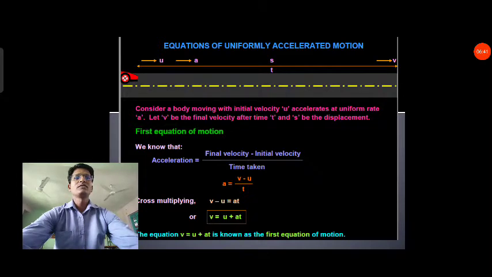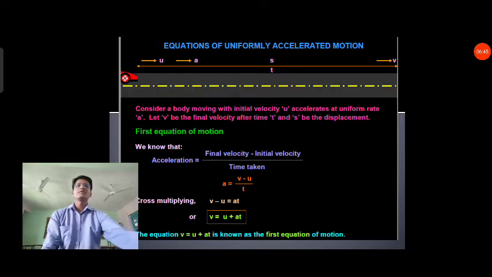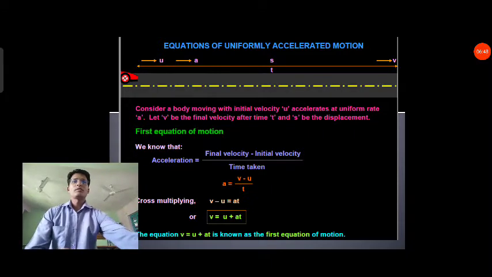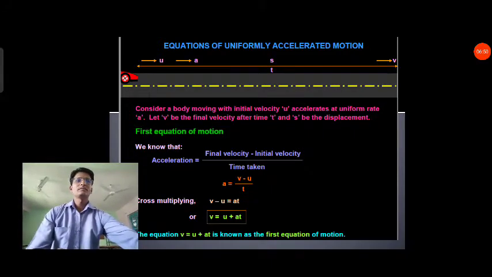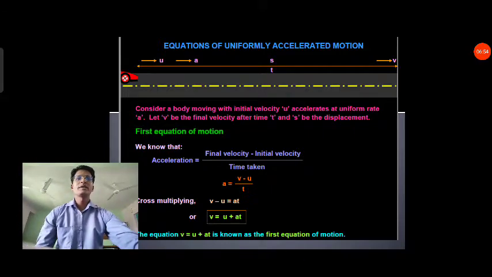And now, equations of uniformly accelerated motion. This topic we are discussing, page number 40. This is the topic in today's discussion. In today's discussion, this is a main topic, and this I will tell you to write in the notebook.